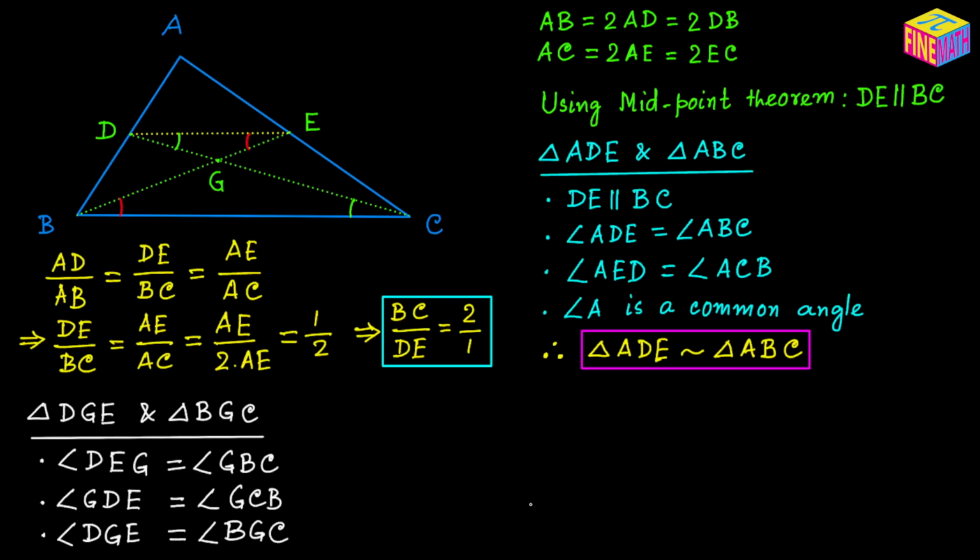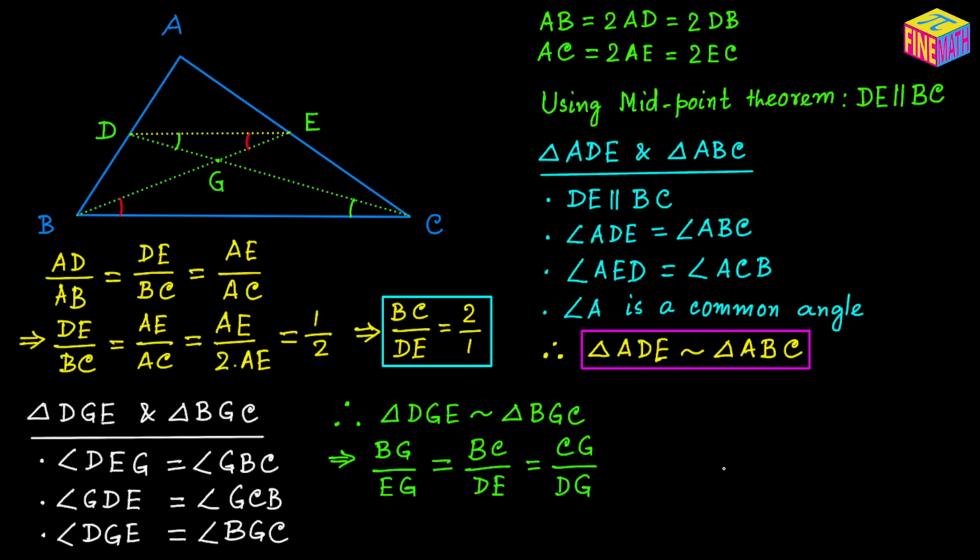That means these two triangles are also similar triangles. So we can say that triangle DGE and triangle BGC are similar triangles. And because we have been able to prove that they are similar triangles, we can say that the ratio of their corresponding sides will also be equal.